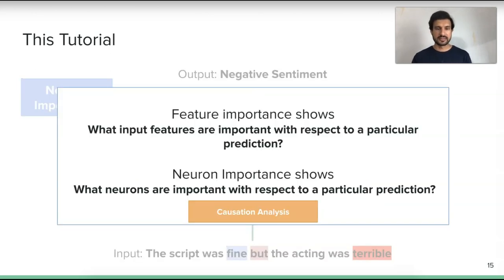Again, to compare exactly, feature importance shows what input features are important with respect to a particular prediction, while neuron importance shows what neurons are important with respect to a particular prediction. We refer to it as causation analysis in this tutorial.